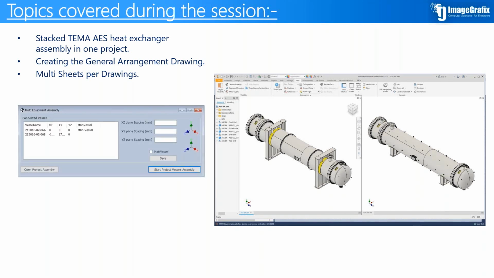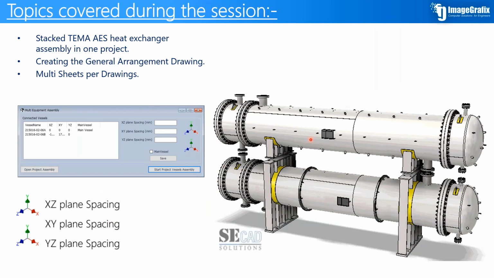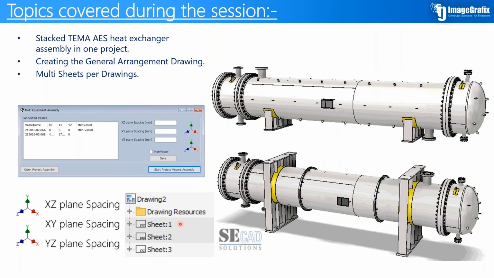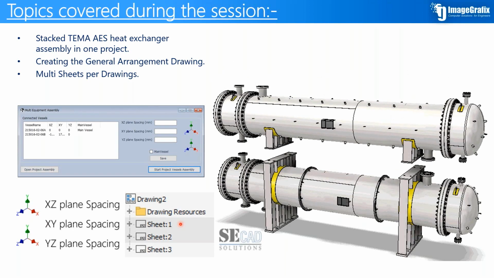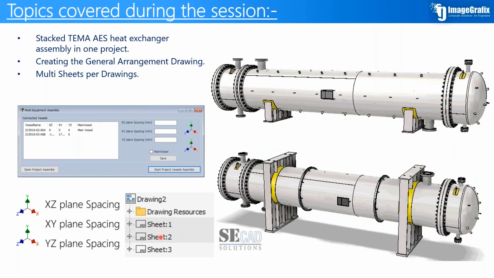By using this tool, which is the project assembly, we will make the assembly for both of those heat exchangers. And we will learn how to specify the spacing between the main planes of the project, to get the final assembly of both of those heat exchangers automatically. After that, we will proceed to create the general arrangement drawing with multi-sheets. Okay, so you have the ability to generate a drawing with multi-sheets.